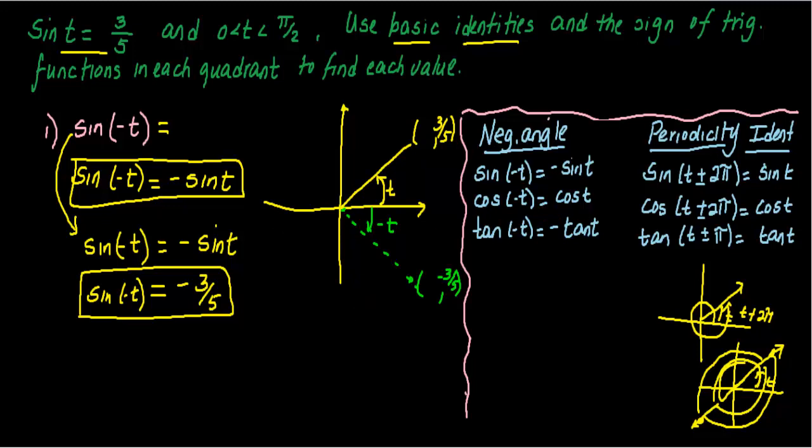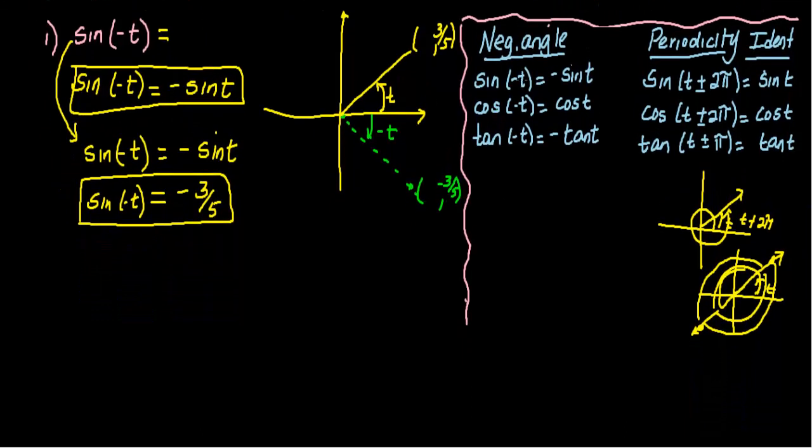Let's do another example. Example 2. This one is a little bit more complicated. It says sine of 2 pi minus t. Now notice that this looks like the periodicity identity, this one here. But it's a little bit different, because this is t plus or minus 2 pi, and here I have 2 pi minus t.